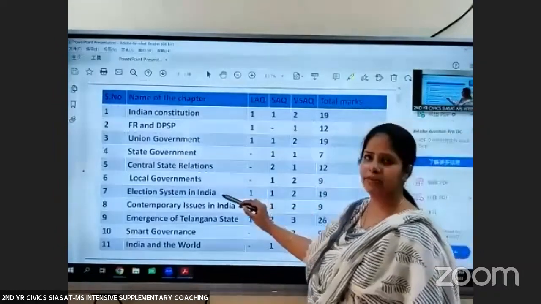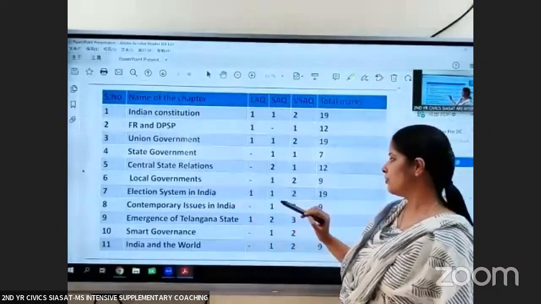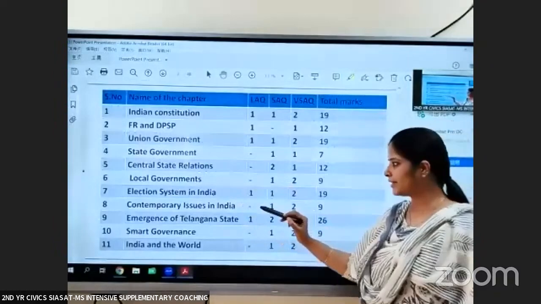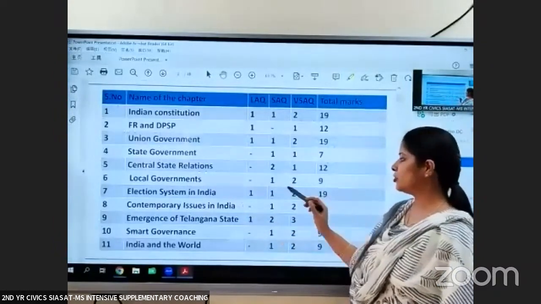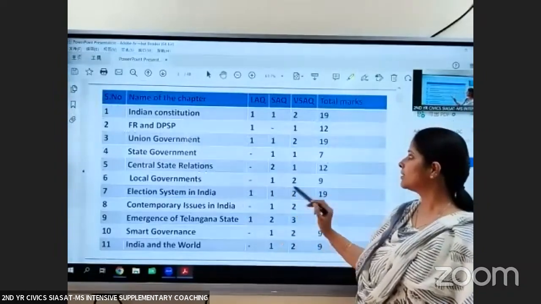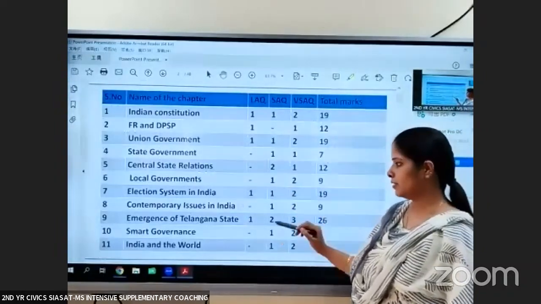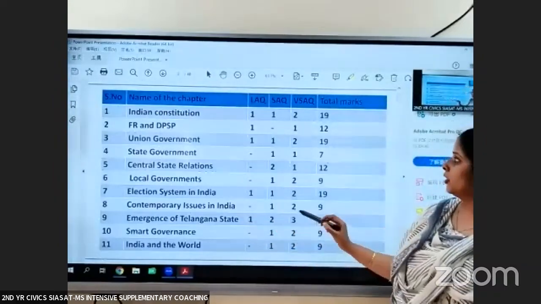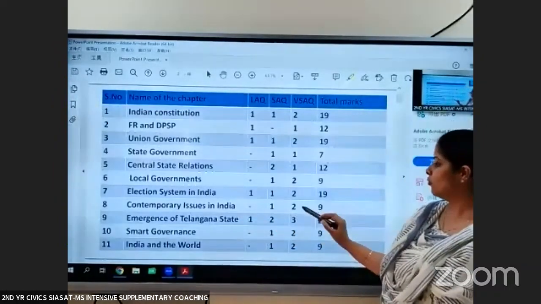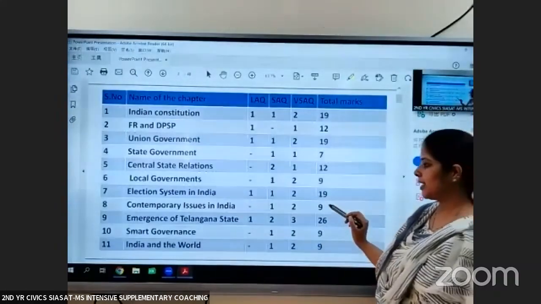The seventh chapter is elections in India. It has got 19 marks. You will get 1 LAQ, 1 SAQ, and 2 VSAQs. The eighth chapter is contemporary issues in India. You will get 1 SAQ and 2 VSAQs. Weightage for the chapter is 9.